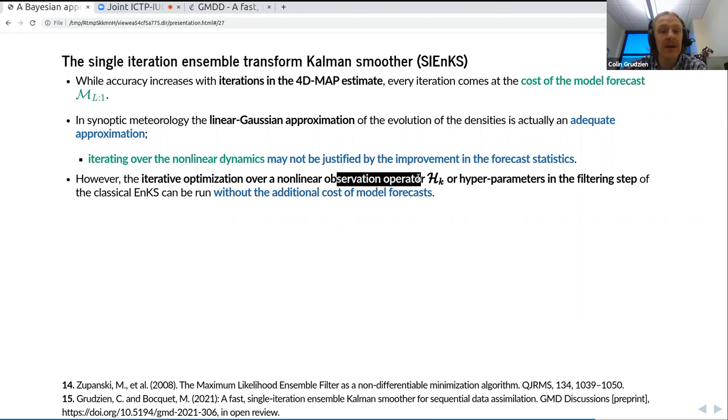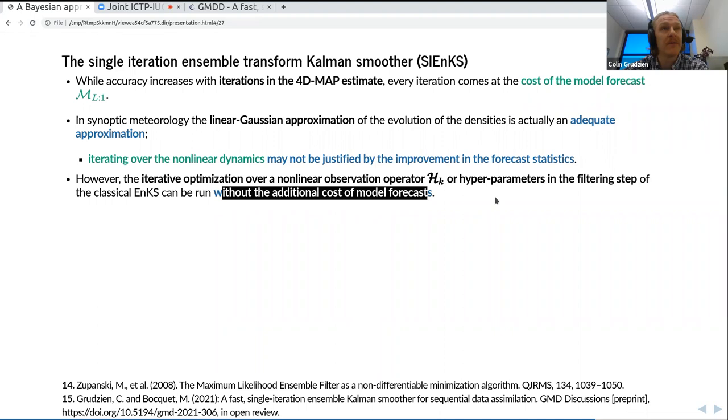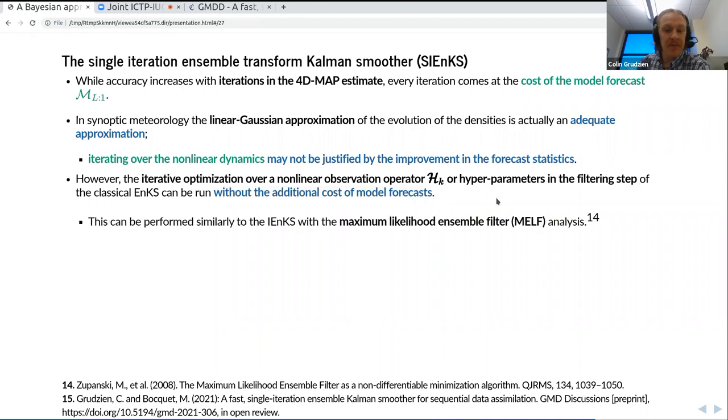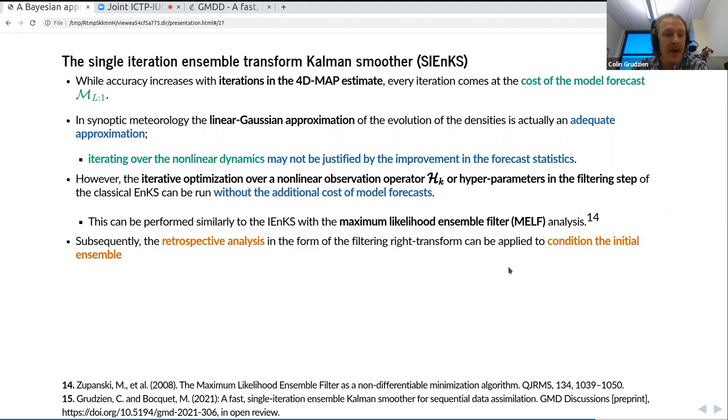And this sort of iterative optimization versus a nonlinear filtering cost function can be run without the additional cost of model forecasts. So this can be performed very similarly, optimizing versus hyperparameters or versus a nonlinear observation operator, to what we just saw with the IEnKS approach, using, for instance, the technique of the maximum likelihood ensemble filter of Zupanski and others, which is a related technique as well, but where this is only the filtering approach. And then subsequently, the retrospective analysis of the ENKS, in terms of this filtering right transform, can be applied to condition the initial ensemble.